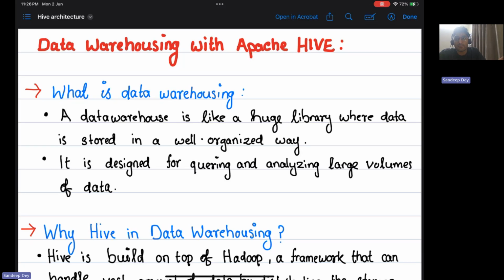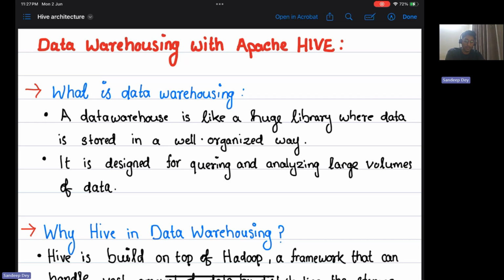In simple terms, what do you mean by warehouse? A huge library where you can store data in a well organized way. It is designed for querying and analyzing large volumes of data. So what is data warehousing? It is something where you can store a large amount of data in an organized way, so that we can retrieve the data faster.